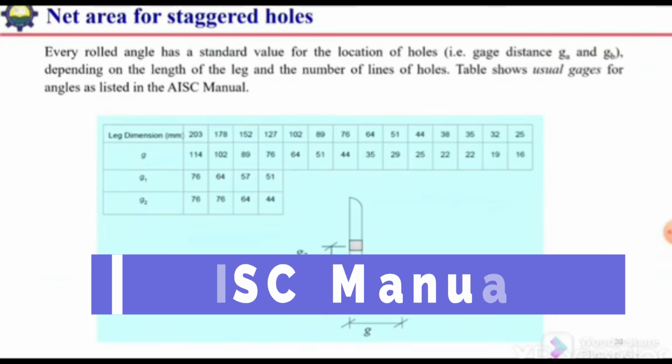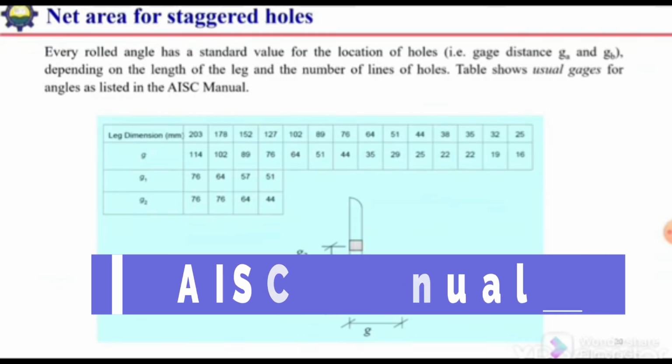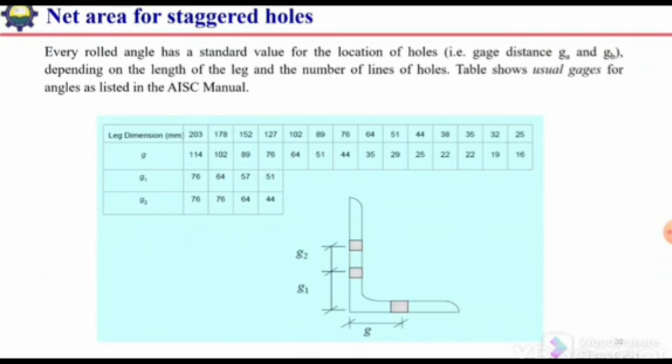In the AISC manual, some standard values for the gauge length are given. For example, for angle section, if we have only one bolt in the leg, it will be denoted by G, and for different lengths of the legs or the leg dimensions, we have different values for G. For example, if the length of leg is 102 millimeter, then the gauge length for this bolt will be 64.